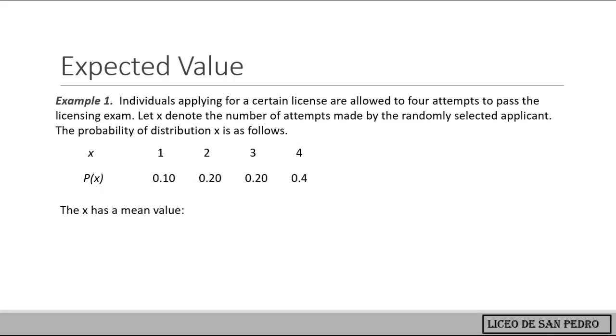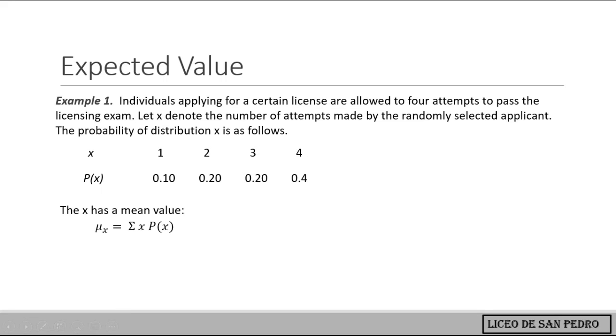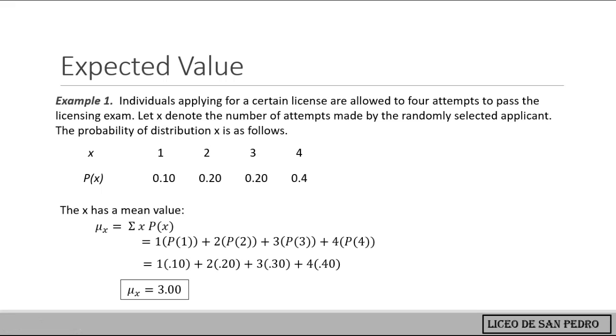So for the mean value of x, yung summation ng x times px, ang gagawin lang natin is i-times itong x na to sa probability niya. And then ipag-add-add lang natin yung kanilang mga product. So 1 times 0.10, plus 2 times 0.20, plus 3 times 0.30, plus 4 times 0.4. So by computing, 3 ang ating expected value.